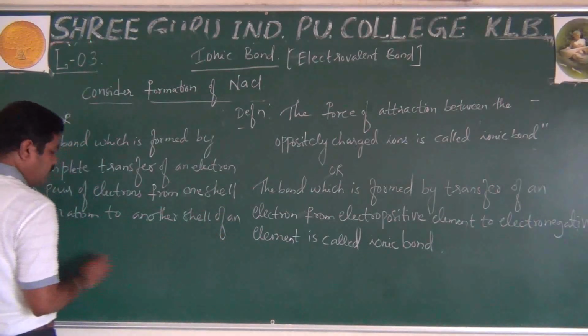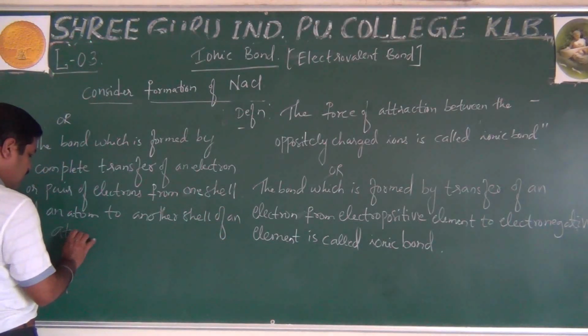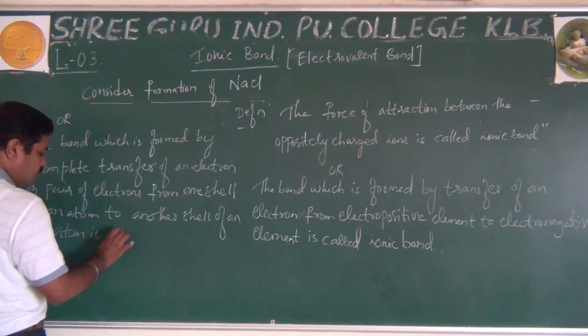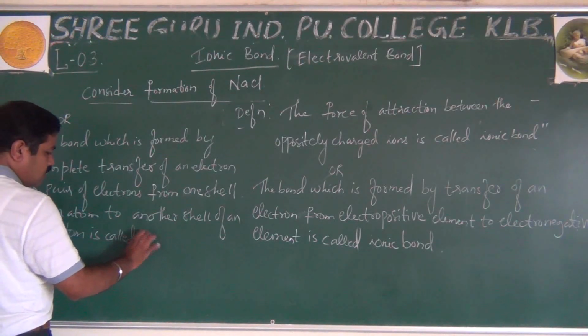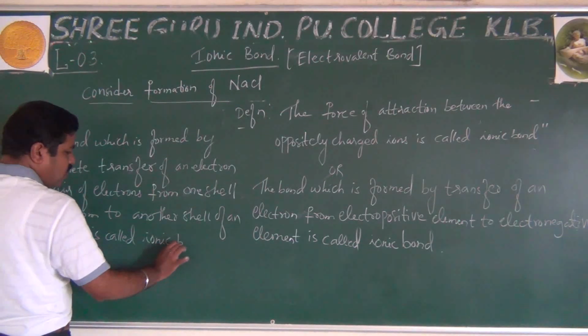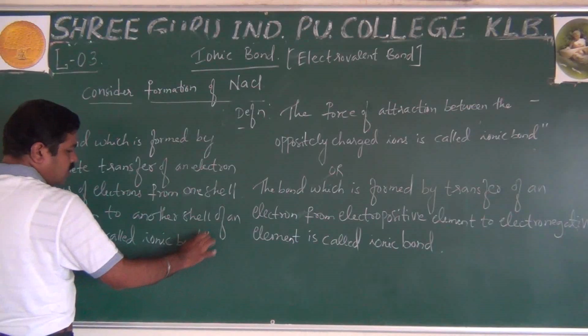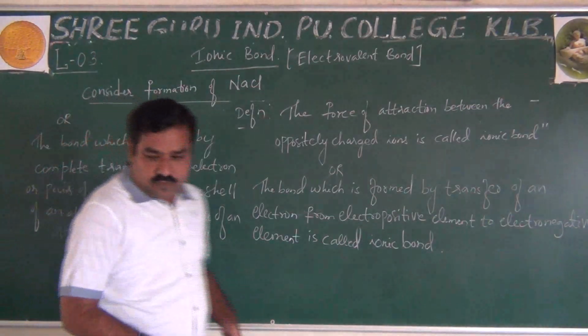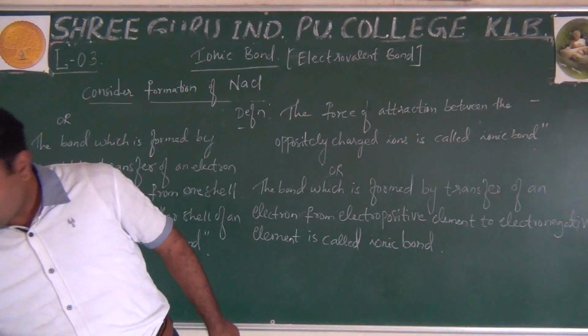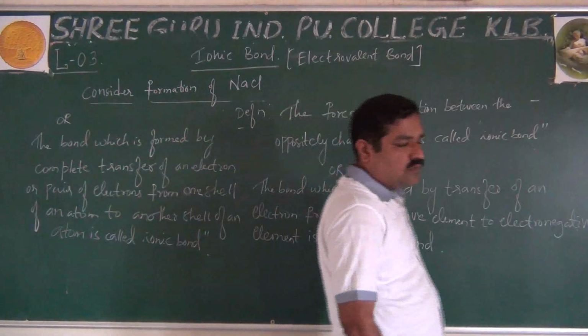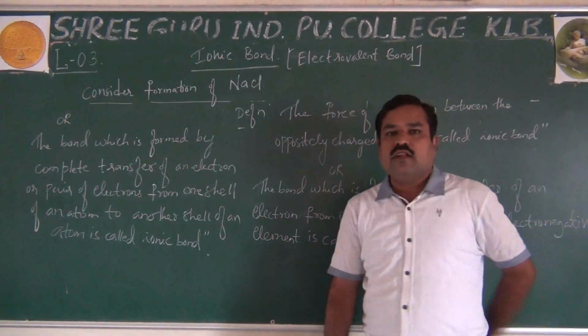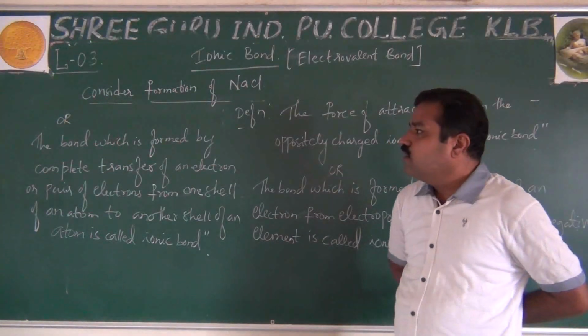Another shell of an atom is called ionic bond. Okay, so these are the three ways of defining ionic bond. So don't get confused, students. You can write any one definition out of here.